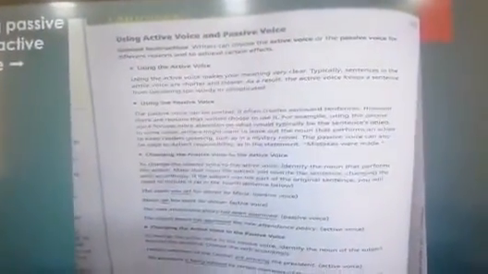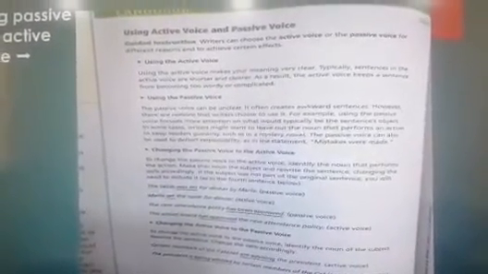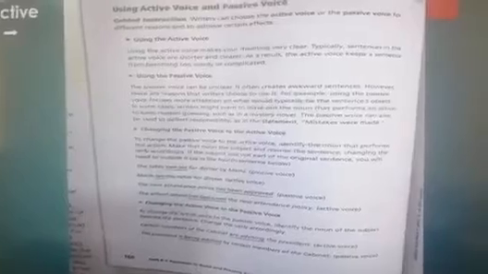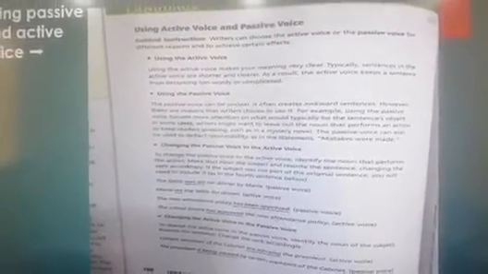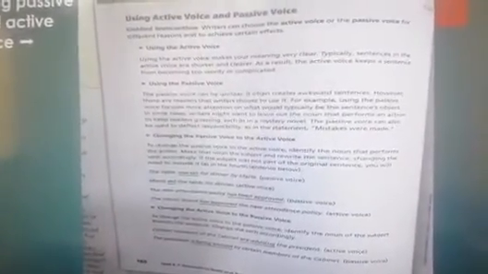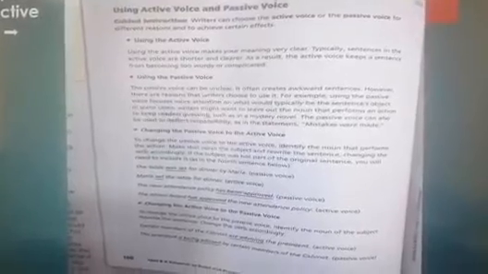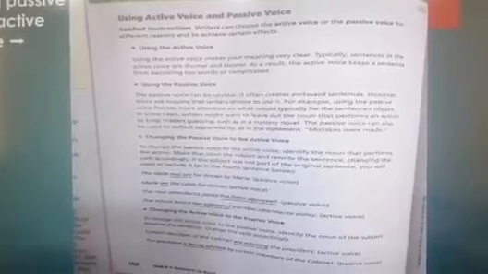Now, why do we have active and passive voice? And when does the writer use active or passive voice? Actually, active voice makes the meaning very clear. We use the active voice to make the meaning very clear. Sentences in active voice are shorter and clearer. So the active voice keeps the sentence from becoming too wordy or too complicated. So writers use active voice to make the sentence shorter, to make it clearer, to have the subject mentioned, and so on, to make it a clear sentence.